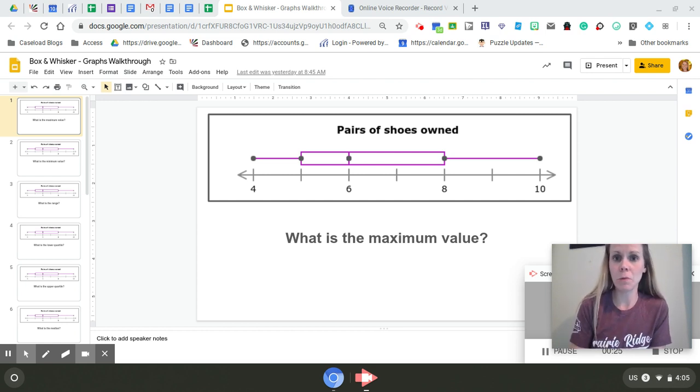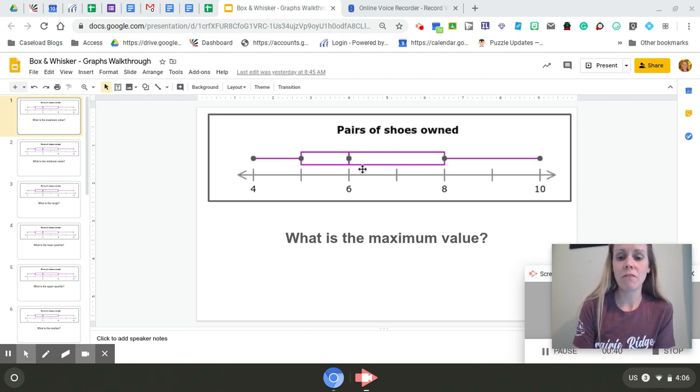So I'm going to do an example with you, and then I'm going to have you guys try to answer to the video and see what you know. So last week we learned about box and whisker plots. This is what they look like, and there was a lot of different vocabulary. So we want to make sure you guys are good with that.